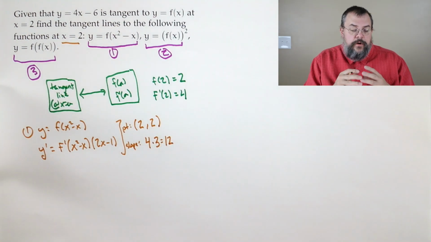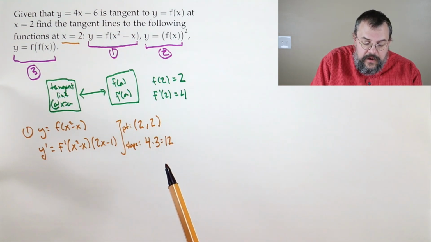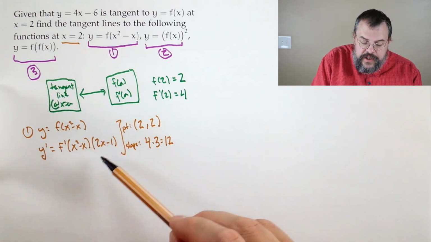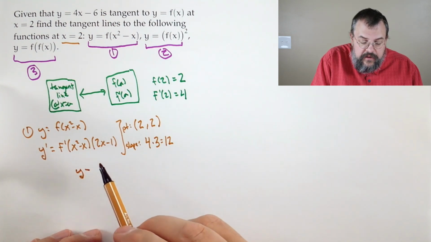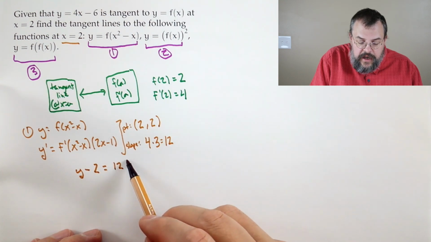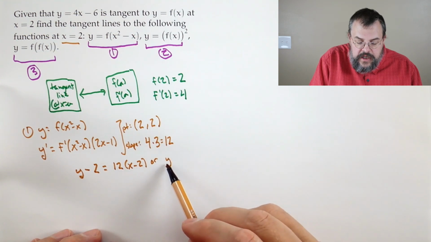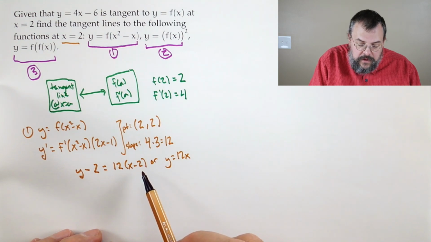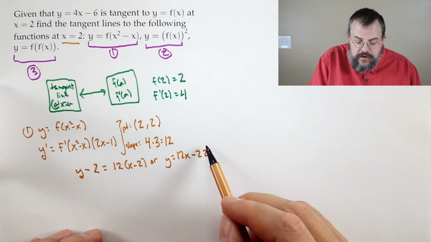So for part 1, we now know the point of the tangent line and the slope, because we figured out what is the function at 2, what's the derivative of the function at 2, and therefore we could say y minus our y-coordinate is equal to our slope times x minus our x-coordinate. And if you rearrange, that becomes y equals 12x. Then this would be minus 24. Then you're going to add 2, so it'll be 12x minus 22.